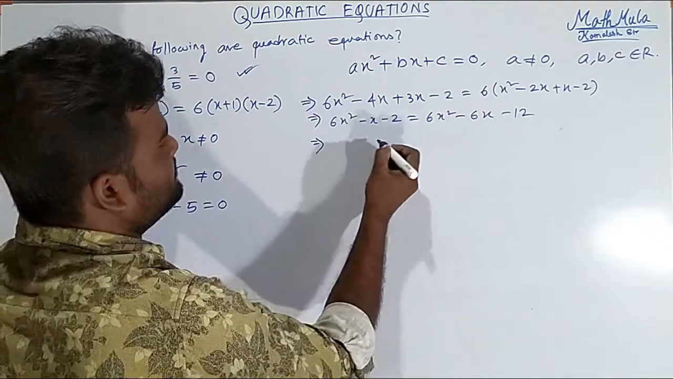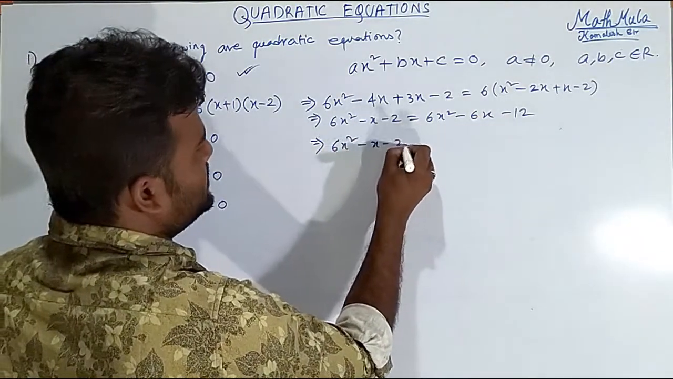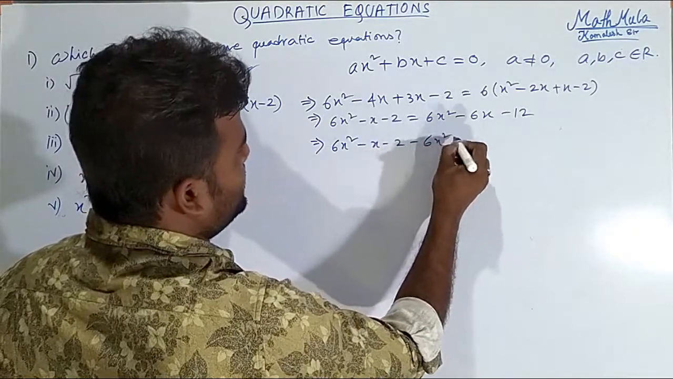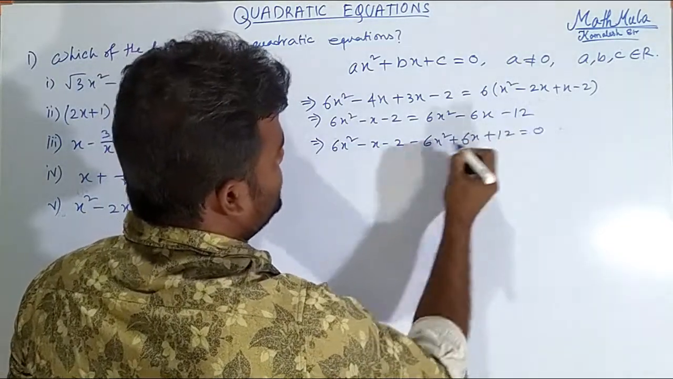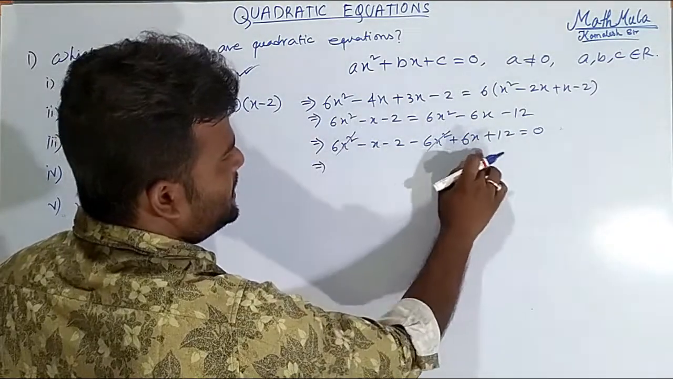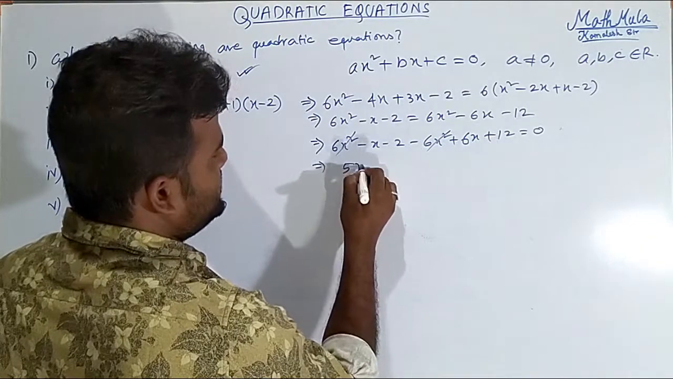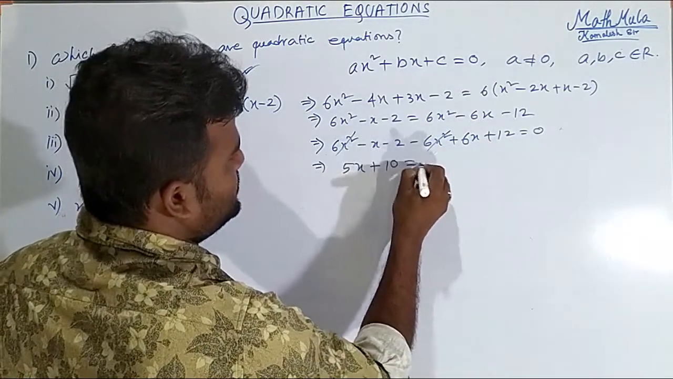That implies, now take this left hand side, then it will be 6x square minus x minus 2 minus 6x square plus 6x, and it will be plus 12 is equals to 0. Now 6x square will be cancelled. Now minus x plus 6x, it will be 5x. Now minus 2 plus 12, that is plus 10 is equals to 0.